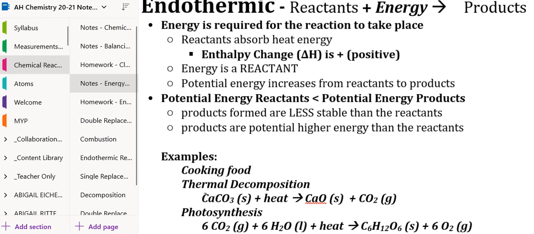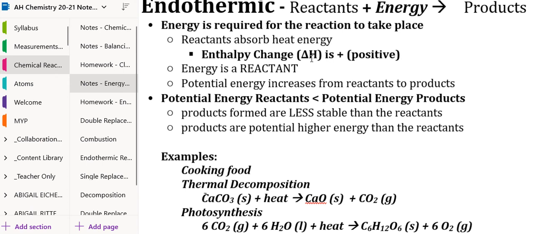So for endothermic reactions, for the reaction to take place, what has to happen? Energy has to be absorbed. So when we write out the reaction, we can include energy as a reactant, right? If that energy is not given to the reaction and continually supplied to the reaction, then the reaction won't take place. So we said before that the enthalpy change is going to be positive because the reaction is absorbing heat energy.